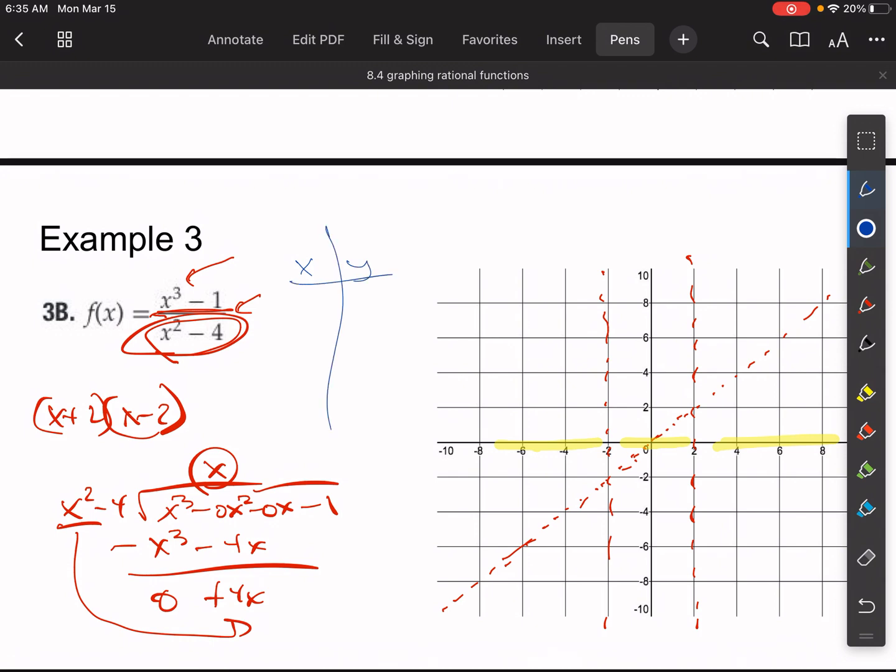But if I do that, let's just plug in some easy things. If I plug in a 1, 1 to the third is just 1, 1 minus 1 is 0, so I get a 0. So at 1, I'm at 0. Then let's plug in a negative 1. Negative 1 to the third is negative 1, negative 1 minus 1 is negative 2. And then if I plug a negative 1 in the bottom, negative 1 squared is 1. 1 minus 4 is negative 3. So I end up with 2/3. So at negative 1, I'm up here at 2/3.